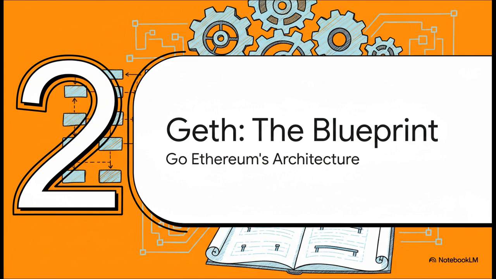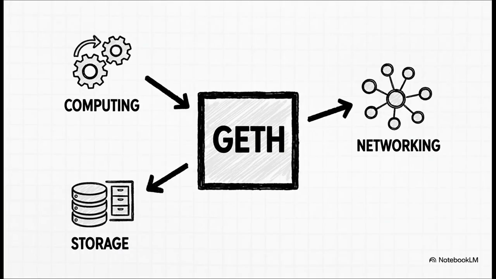Okay, so now we know what they are. Let's dig into how they're actually built. And you just can't talk about that without starting with the original, the big one, Geth. That's short for Go Ethereum, and it's pretty much the blueprint for everything that came after. If you crack Geth open, it's really made of three fundamental parts, three main modules. You've got the computing part, which is the EVM itself. Then you have storage, which is basically a big key-value database they call ethdb.